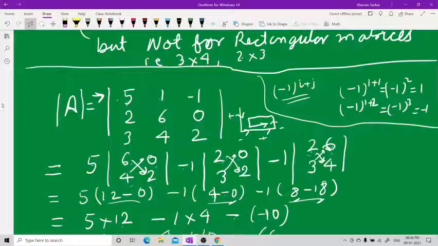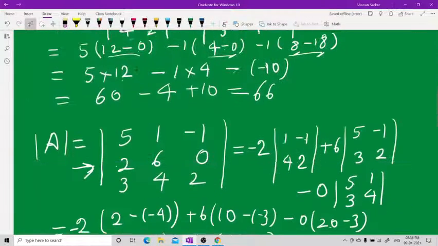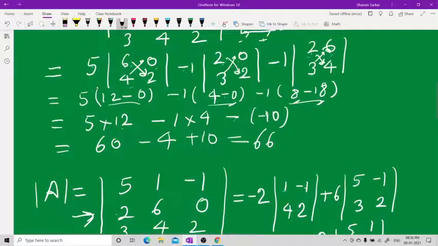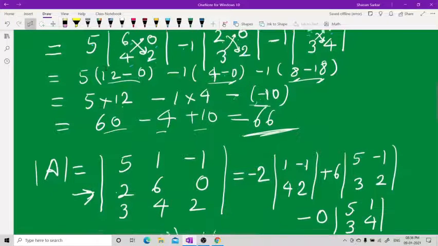Now let me scroll down a bit. Now you see here that, wait, going too fast. Now here it is 5 into 12, 1 into 4, and minus into minus 10. So this becomes 64 and plus 10. Remember this result, 66.